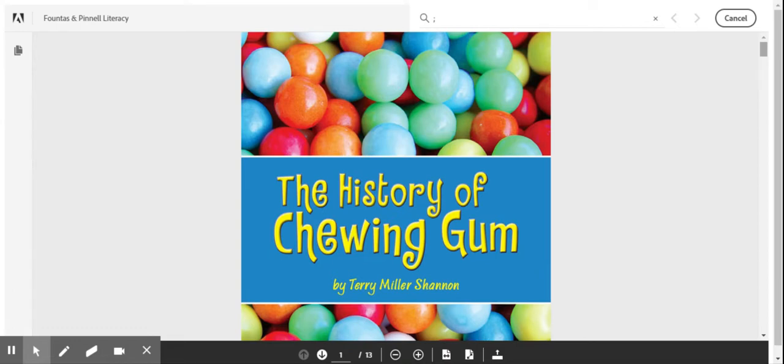I'm going to walk you through the text features of a Level S text. This comes from the Fountas and Pinnell Gold System, and this is book 149. This one's called The History of Chewing Gum.